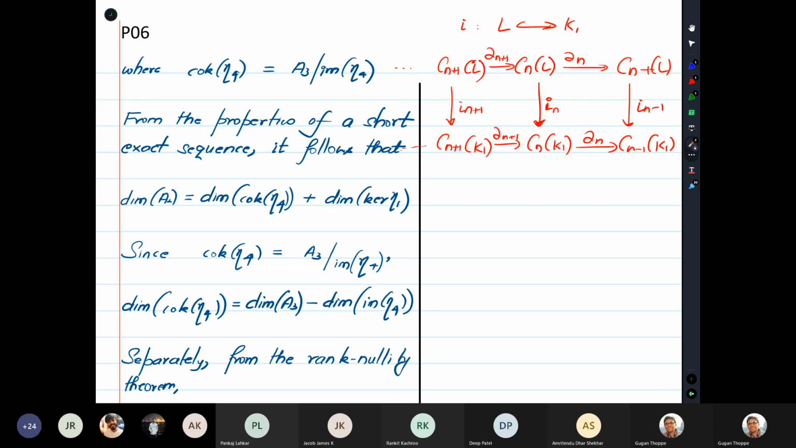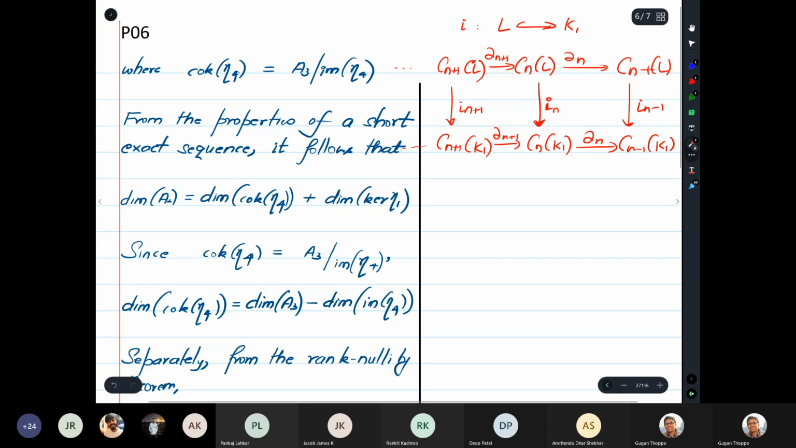Now first let's try to see what is there on the top. So what is there on the top is clear. You have a simplicial complex L. So we can talk about the different chains of different order that are associated with L.